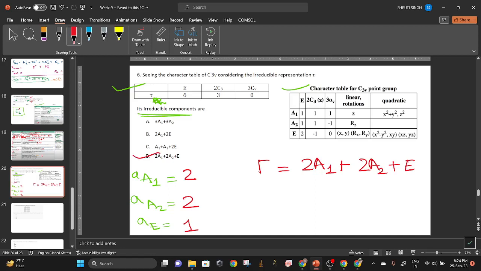So did you submit this one correctly or not in the assignment? No, ma'am. It was wrong. So now you know how to solve it. You can practice more questions like this for the exam.